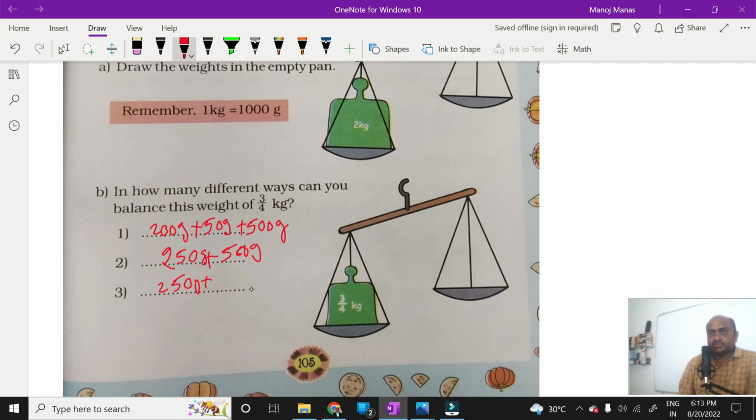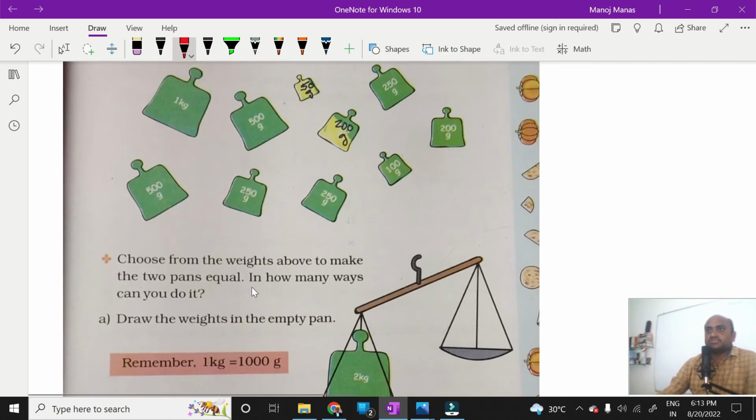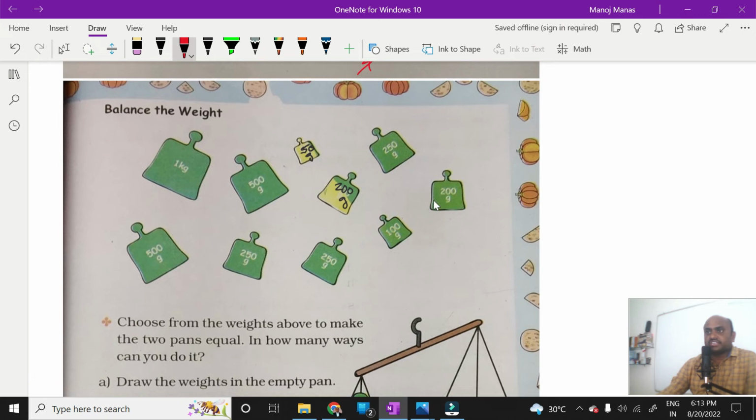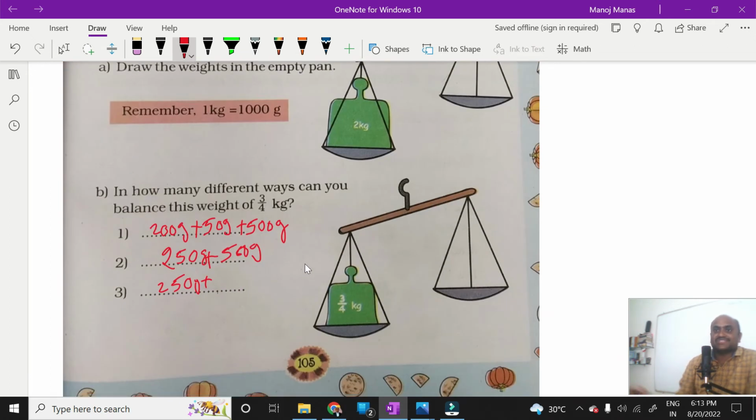Otherwise it is already over, right? 500 grams. So let us calculate in another way. This is 200 plus, yeah, we have 250, 250, 250. Three 250s are also there. So I couldn't see that earlier. So 250 grams plus 250 grams. It is correct, absolutely correct.